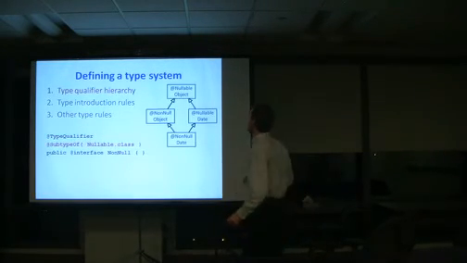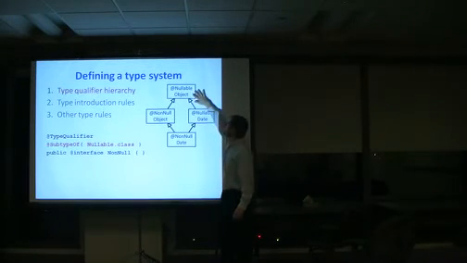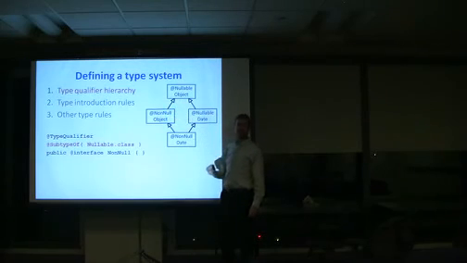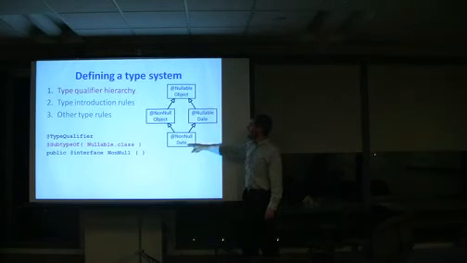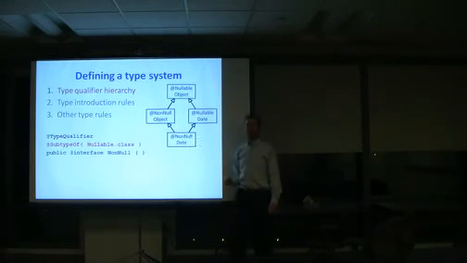First, the type qualifier hierarchy. Nullable object is the root of the hierarchy. Non-null object is a subtype of that. Nullable date is a subtype of nullable object, and non-null date is a subtype of both of these.